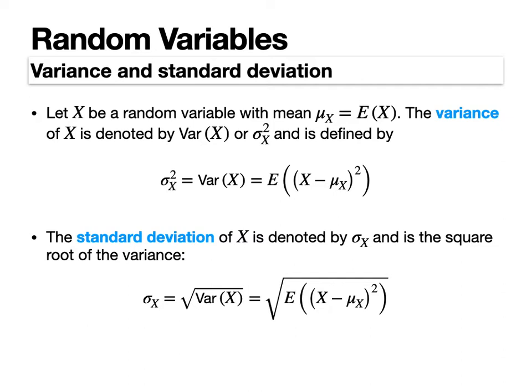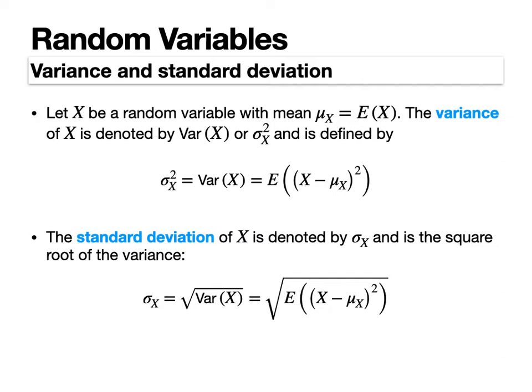So the definition of variance is that the variance of a random variable is the expected value of the squared deviation from the mean. That's just words for what that formula says. You take the quantity x minus its own mean, that's the deviation of x from its mean. You square that, and then you find the average value of that. That's the variance. And the standard deviation of x is simply the square root of the variance.